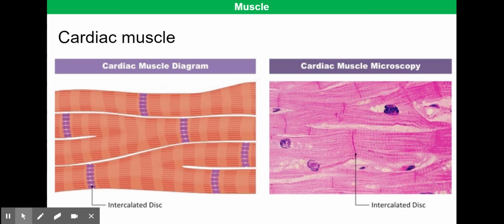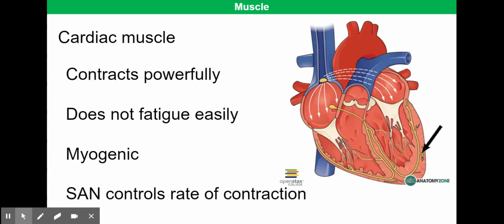The cells are joined by intercalated discs. These are specialist cell surface membranes fused to produce gap junctions that allow free diffusion of ions between the cells. Action potentials pass easily and quickly along and between cardiac muscle fibers. Cardiac muscle contracts and relaxes continuously throughout life. It can contract powerfully and does not fatigue easily.